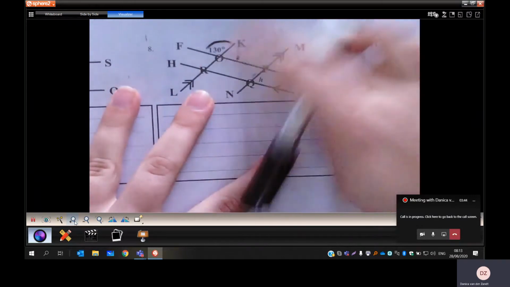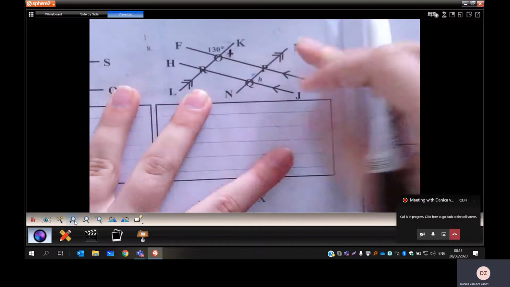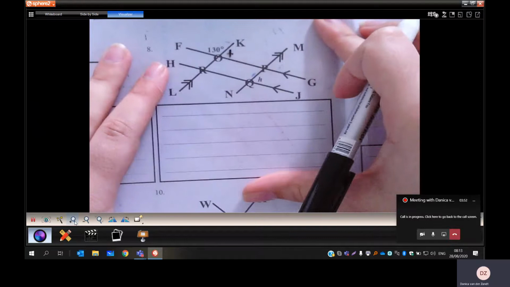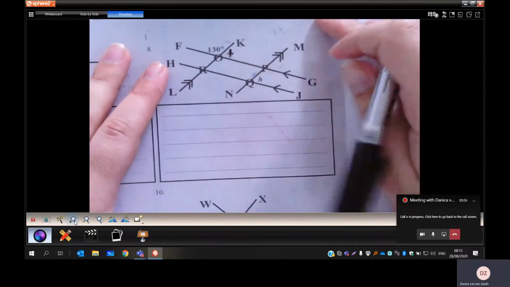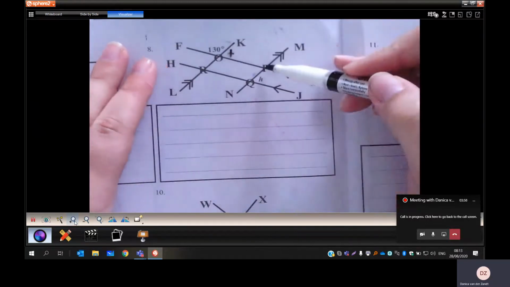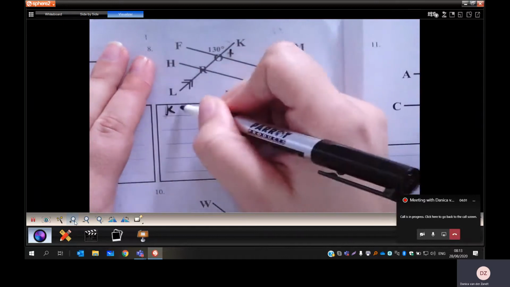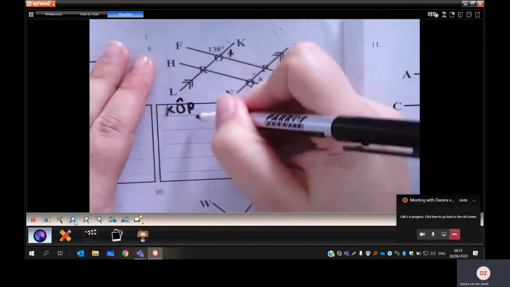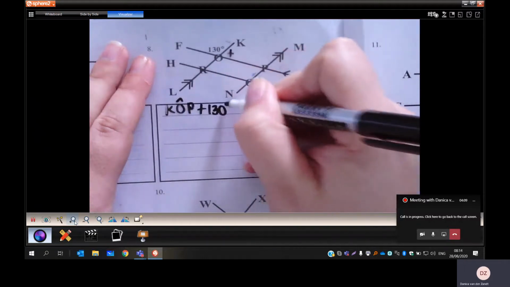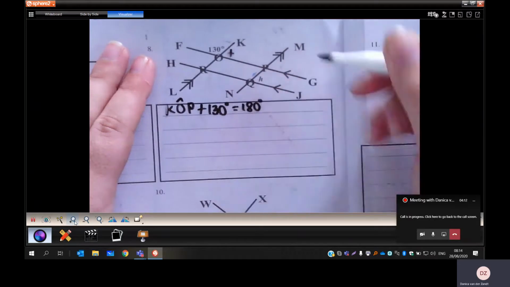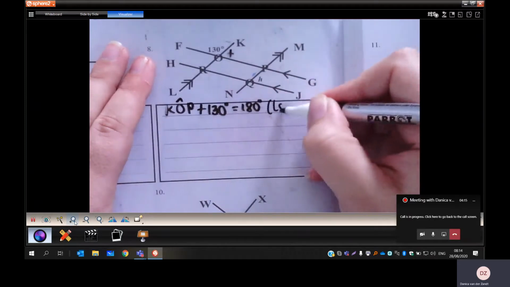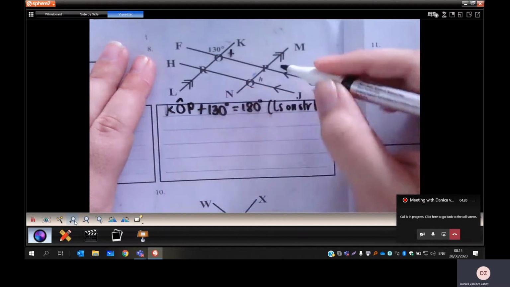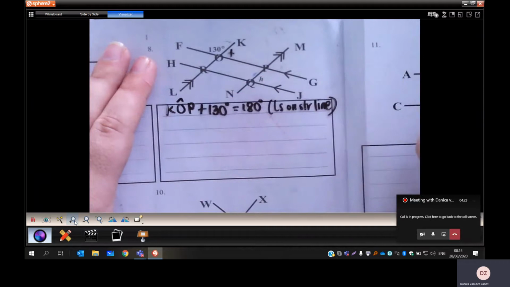So firstly, to get this value here, we need to know what it's called. And remember, I call an angle with 3 letters, not 1 letter, with 3 letters. So this would be K-O-P, is equal to, KOP plus 130, together added gives me 180. And this would be angles on a straight line. A mark for your opening equation, a mark for your reason.